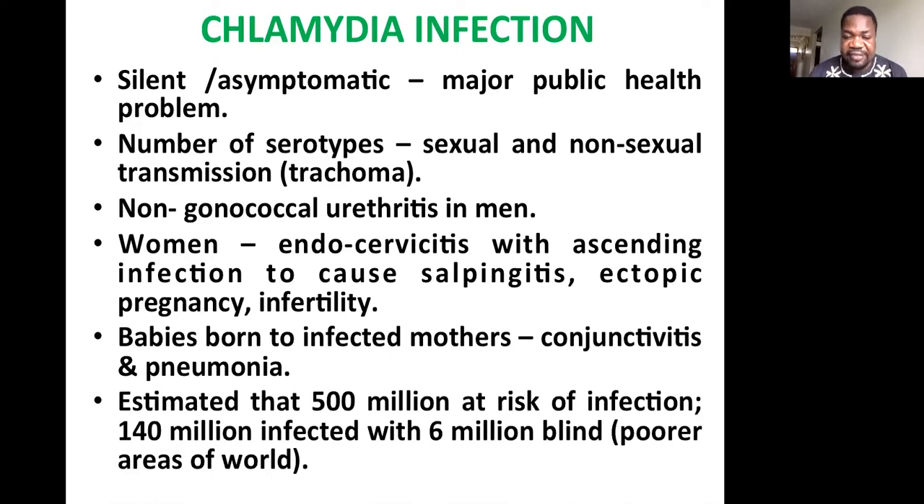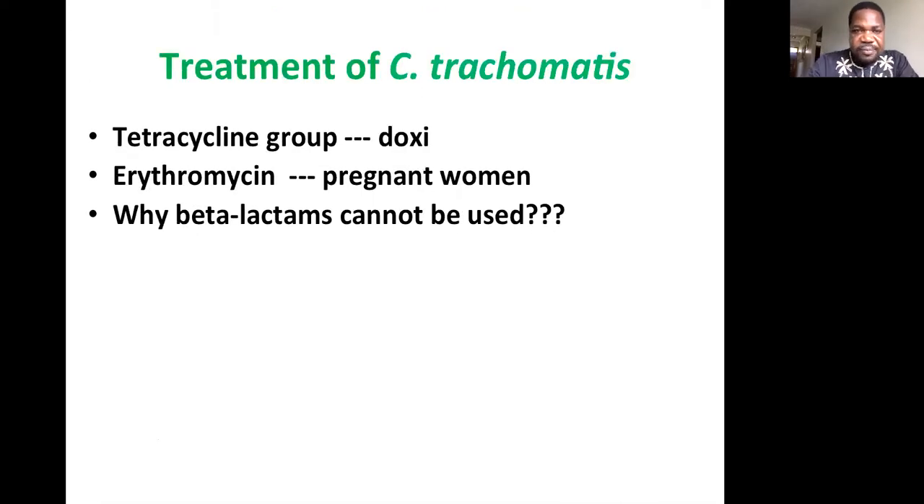So it is estimated that almost 500 million people are at risk of this infection, of which 140 million are currently infected, with 6 million blind because of trachoma. It's one of the causes of many people becoming blind, because of chlamydial infections.